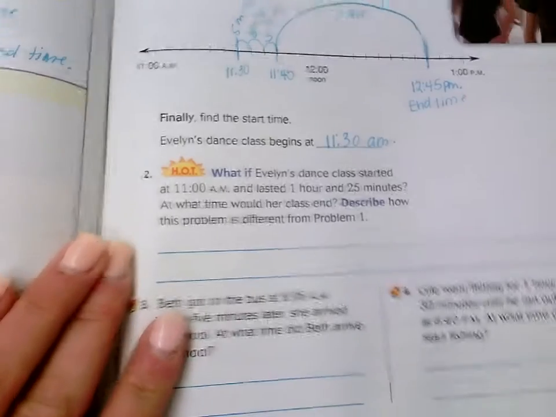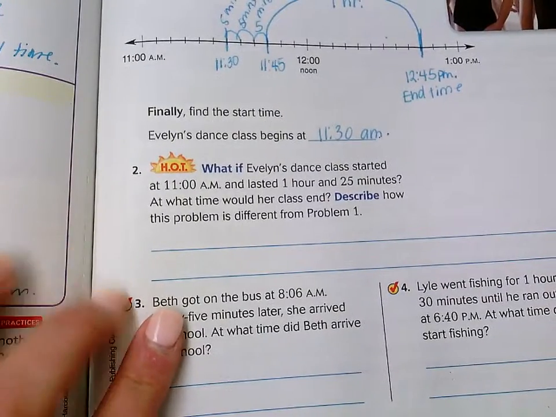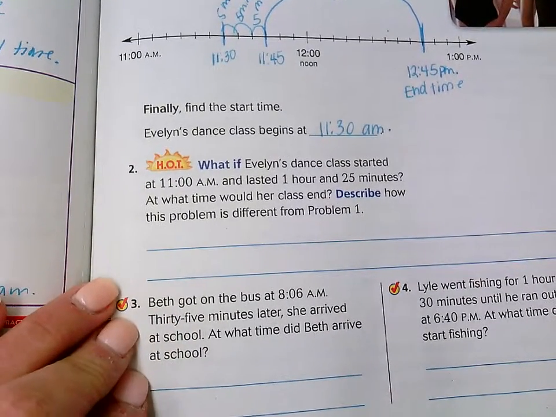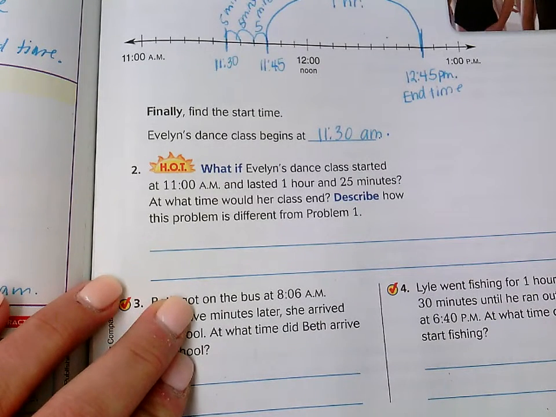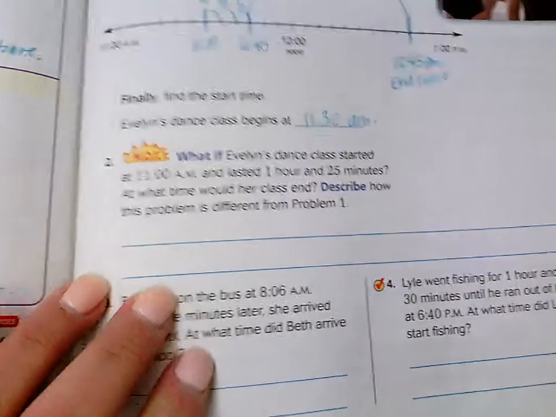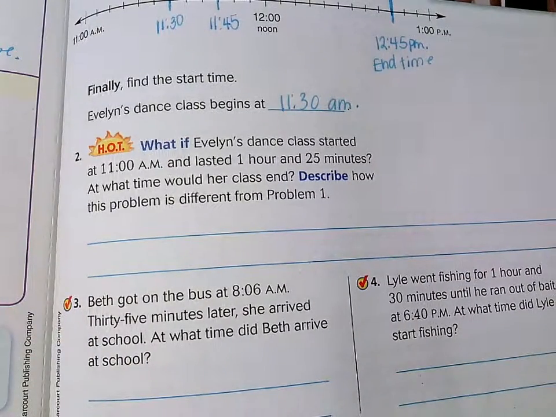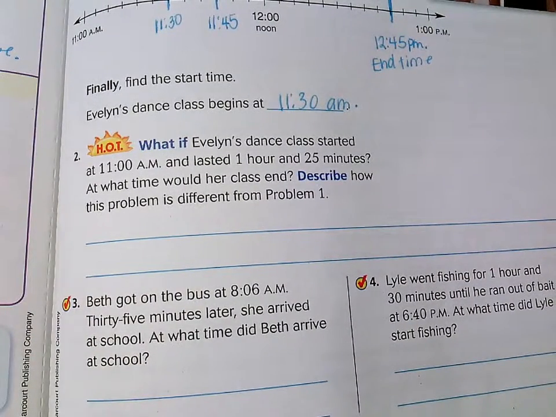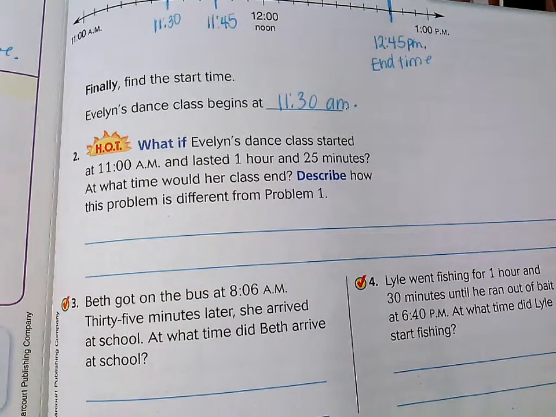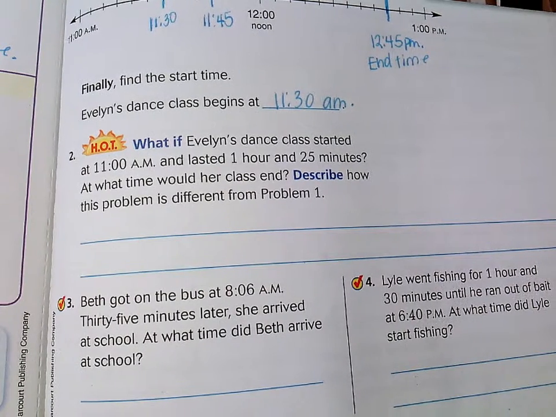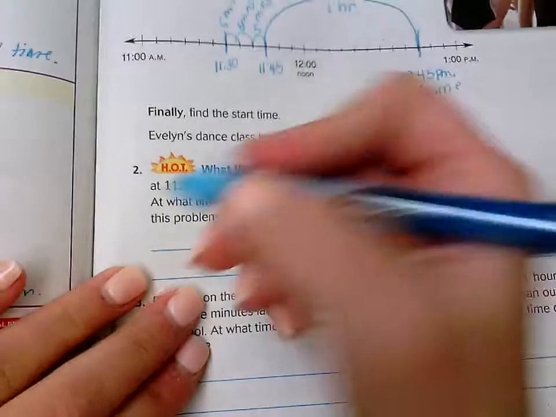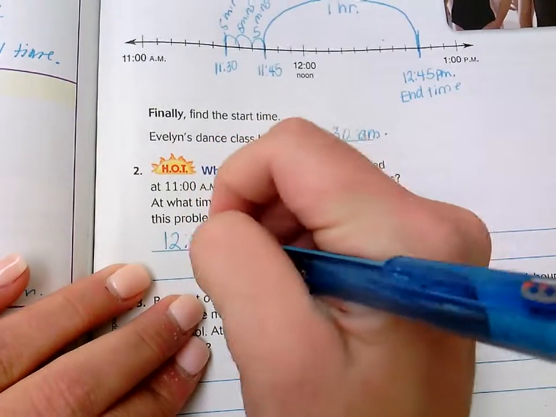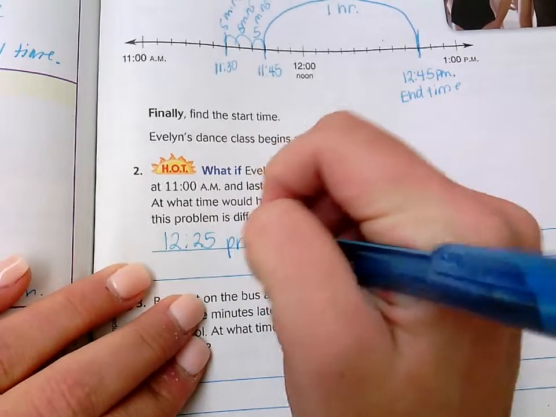All right. Next question. If Evelyn's dance class started at 11 a.m. and lasted 1 hour and 25 minutes, at what time would her class end? Describe how the problem is different from problem 1. So if it's going to last an hour, 11 plus an hour would be 12. And then add another 25 minutes to 12, it would be 12:25 p.m.